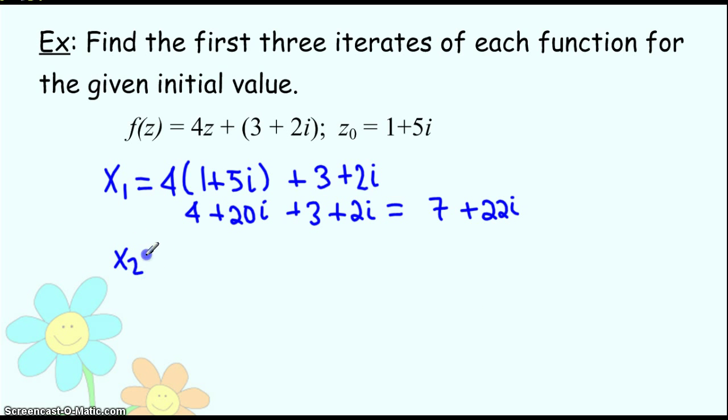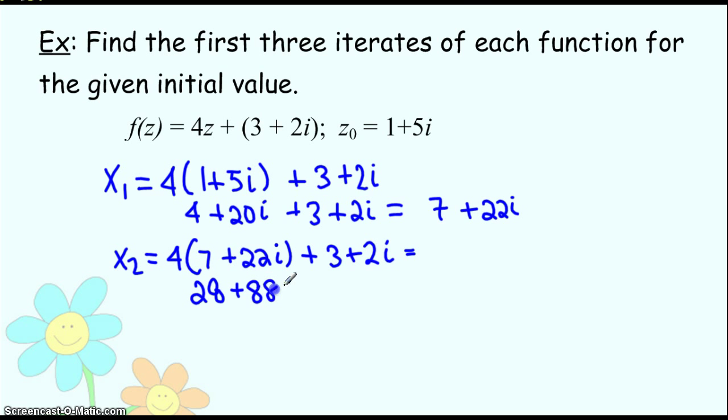Find your second iteration. Take the previous solution, plugging it in for z: 4 times 7 plus 22i, plus 3 plus 2i. So 4 times 7 is 28 plus 88i, plus 3 plus 2i gives us 31 plus 90i.